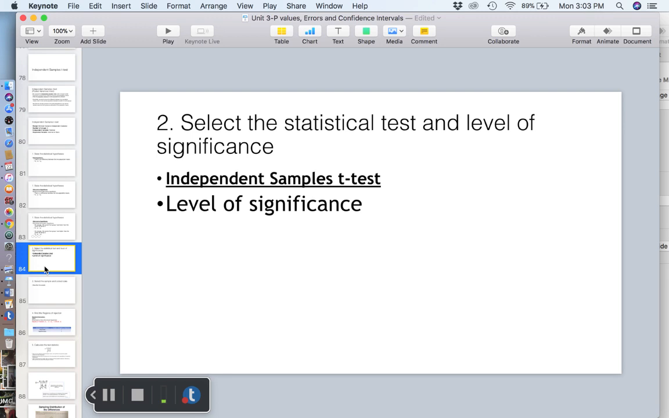So now that we know which test we're doing, we also have to identify the level of significance. For this, we're going to use our same convention. If 0.05 is stated in the research scenario, then we're going to go with it. If it's another level of significance, then we'll go with that. If the level of significance is not stated in the research scenario, then we should assume that it's 0.05.